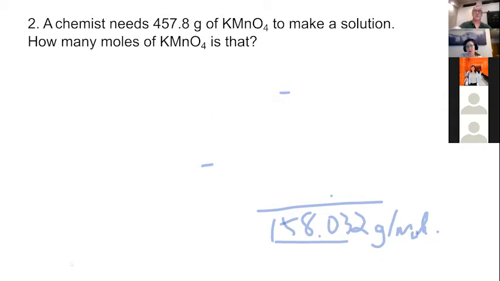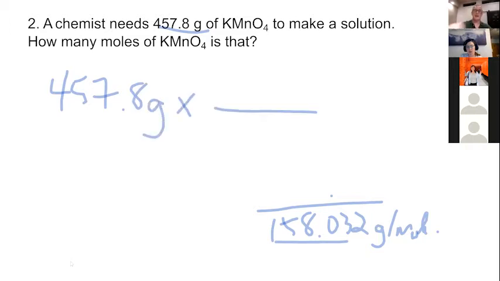So now we write down the other bit of information that we have. That's the mass. So 457.8 grams. And we're going to multiply that by something. And the answer we're looking for is moles. So where are we going to put moles and where are we going to put grams? Moles on top and grams at the bottom. That's right.